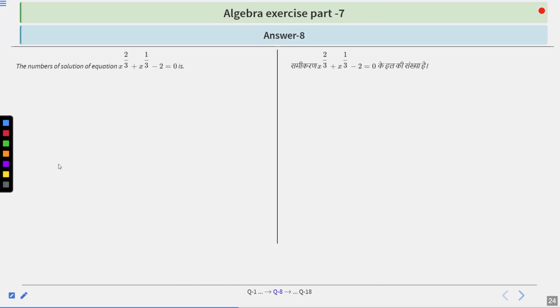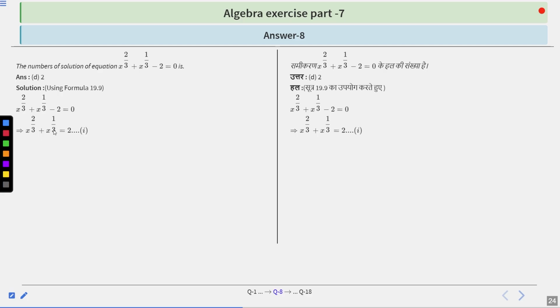So we have to find the number of solutions of this equation x raised to power 2 upon 3 plus x raised to power 1 upon 3 minus 2 equal to 0. The answer to this question is option number D, 2. Now, for solving this question, we are using formula 19.9. The given equation was x raised to power 2 upon 3 plus x raised to power 1 upon 3 minus 2 equal to 0. We can also write it as x raised to power 2 upon 3 plus x raised to power 1 upon 3, that is equal to 2.